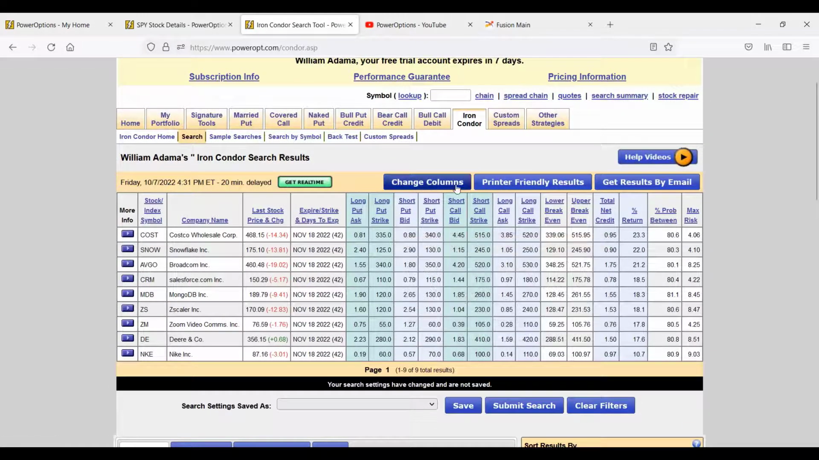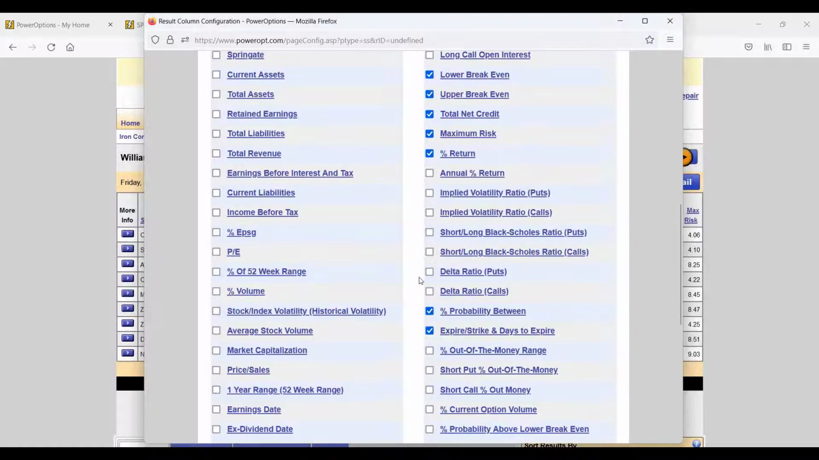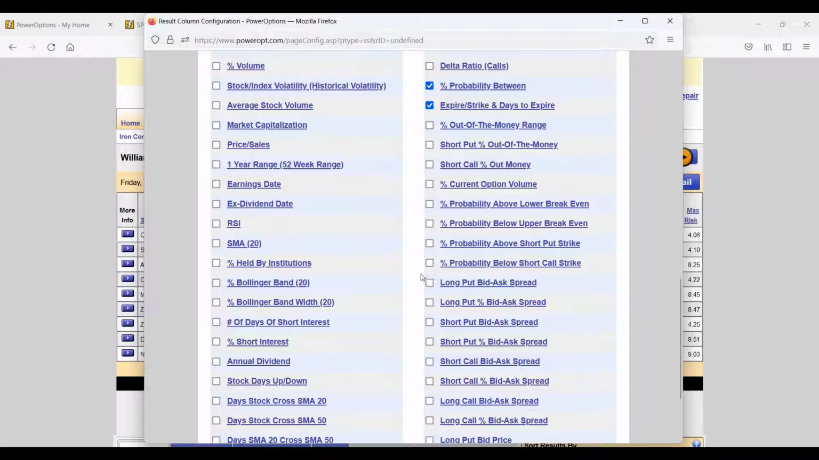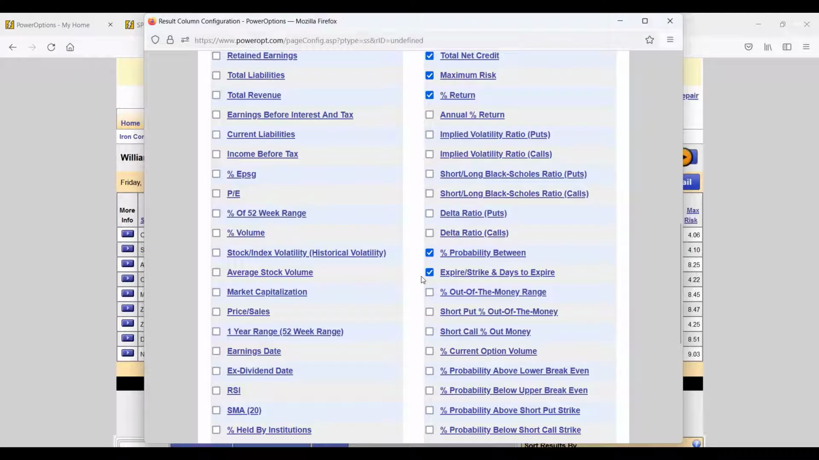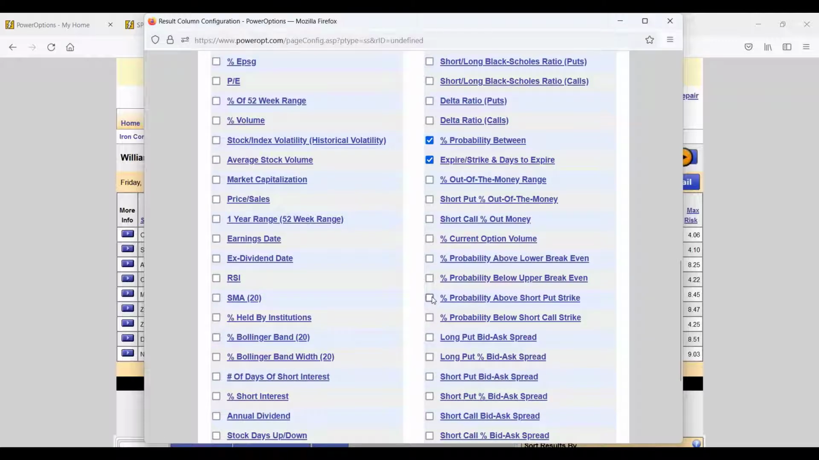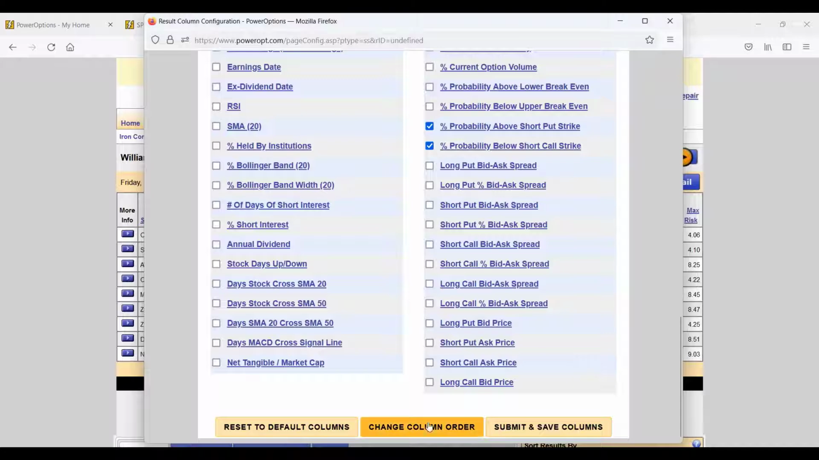So what I can see, I believe, let me change the columns. I don't think the delta is here either. I thought I had the programmers add it, but not as a filter. I'm sorry, add it as a column, but not as a filter. But we do have the probability, so I'm going to have to use that. So probability above short put, probability below short call. Let's add those in.